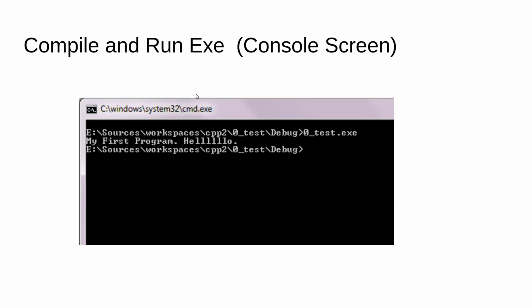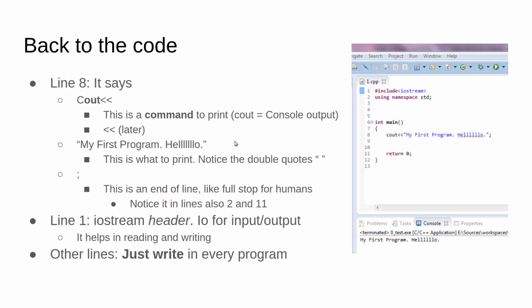If you try to compile and run the program, we get this screen, typically black. It is called a console screen, which just contains text. Nothing fancy like web or mobile screens. Notice here the printed statement, "my first program, hello". So now, let's go to the code.